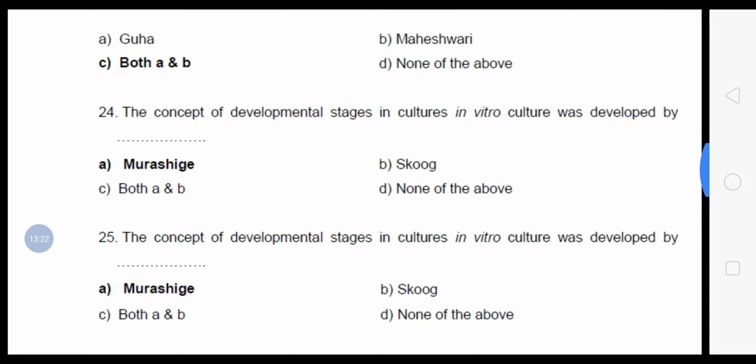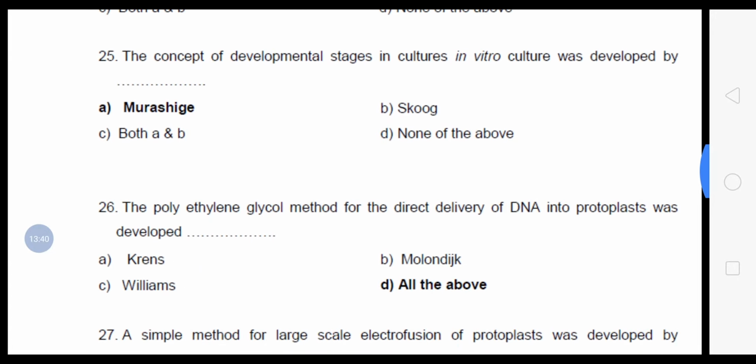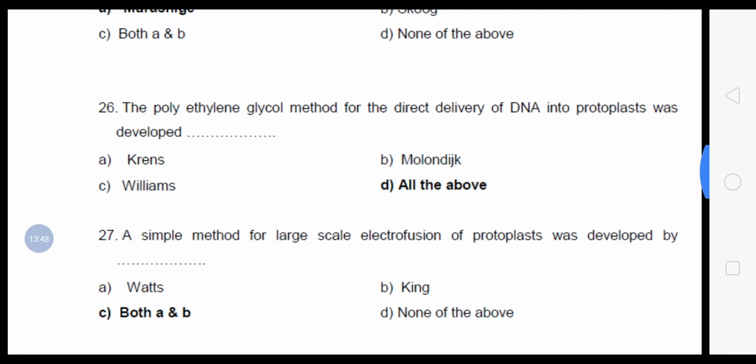Then tissue culture technique was given by Guha and Maheshwari. The concept of developmental stages in culture in vitro was developed by Murashige. I repeat, the concept of developmental stages in cultures in vitro was developed by him. The polyethylene glycol method, that is the PEG method, for direct delivery of DNA into protoplast was developed by Krens, Molendijk, and Wullems.